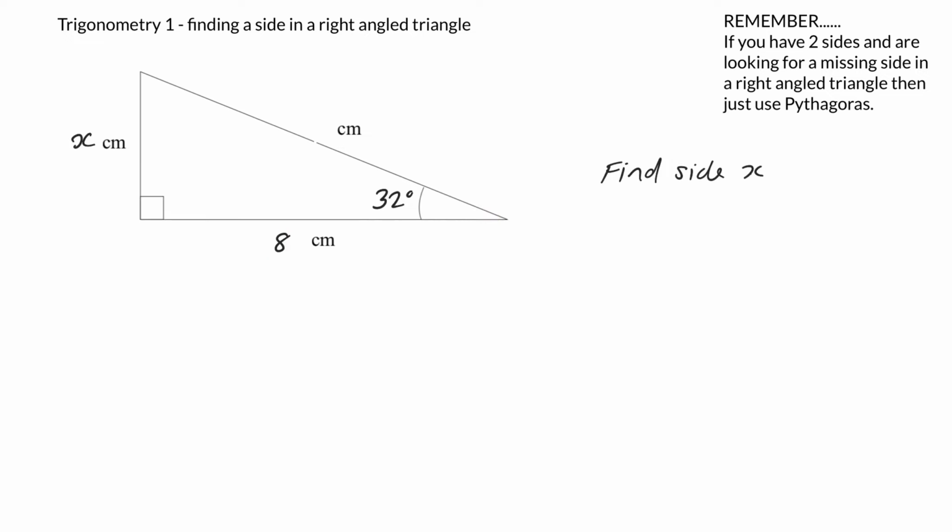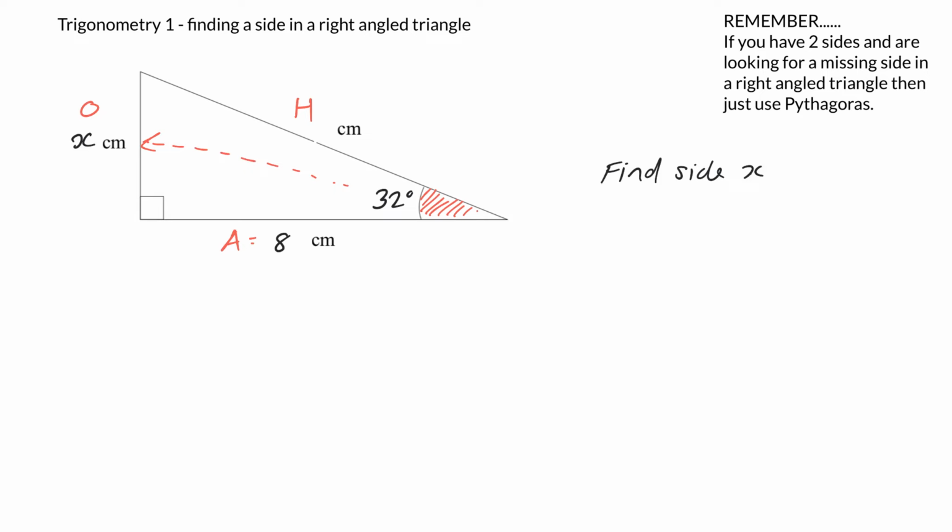So in this question we've been given an angle here of 32, a side of 8, and we're asked to find side x. Now the first thing we do is label the diagram. So again, opposite the right angle is the hypotenuse. Opposite this angle here, the one we've got going across, that's our opposite side. And finally that leaves our adjacent, which is equal to 8.